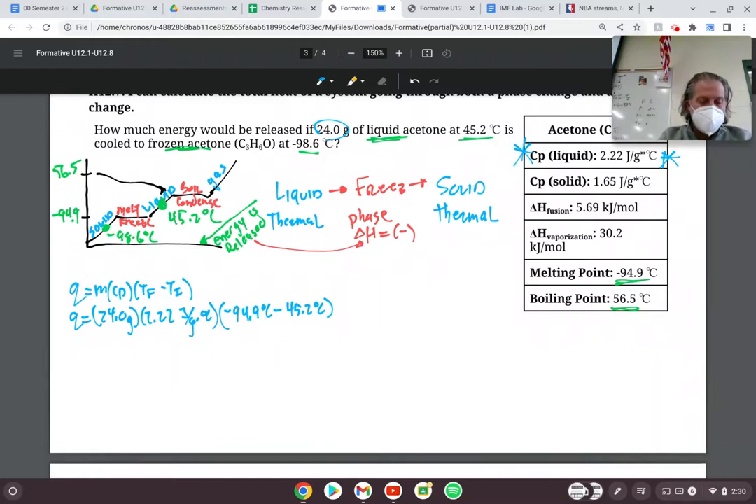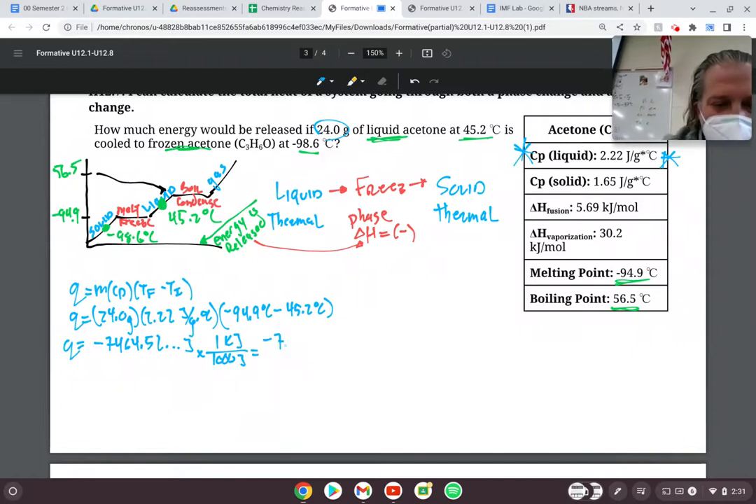So I'm going to throw that in the calculator. 24 times 2.22 times negative 94.9 minus 45.2. And I get a value here to be somewhere around negative 7,464.52 joules. I'm going to convert that to kilojoules right away. And I get something like negative 7.4. We need 3 sig figs here, so we're going to say negative 7.46 kilojoules.